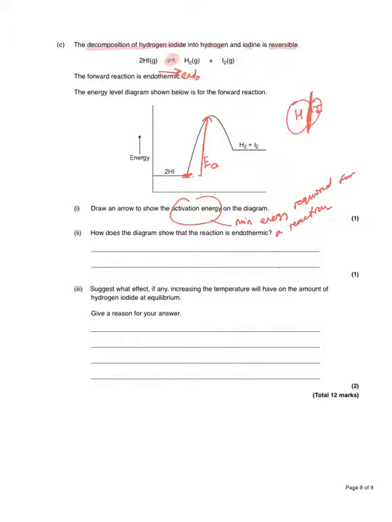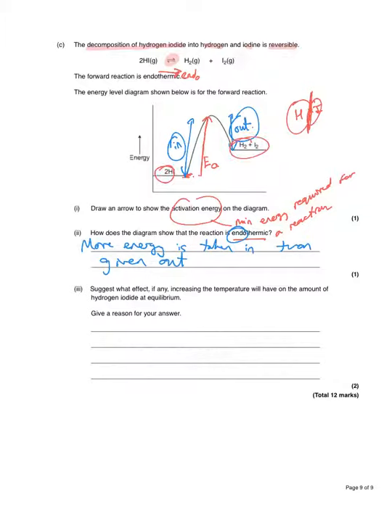How does the diagram show that the reaction is endothermic? Well, this activation energy here to here is all the energy that I've had to put in. Whereas here to here is the energy that's being given out. So, is more energy being given in or out? Well, it shows that more energy is taken in than given out. And that's what endothermic means, more energy is being taken in. Another way to say what's happened is that the energy of the products is higher than the energy of the reactants.